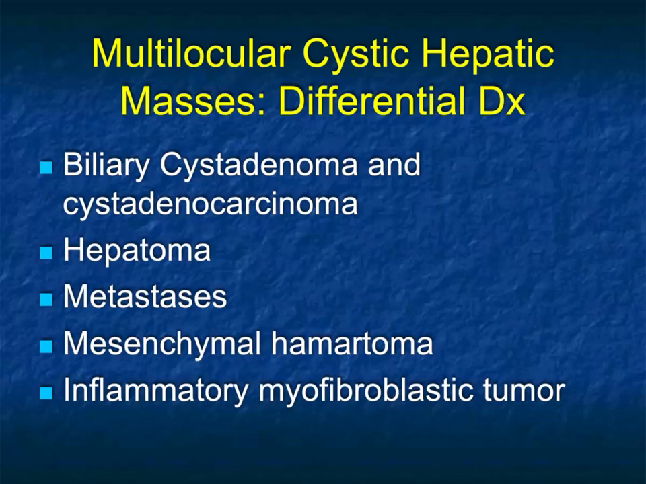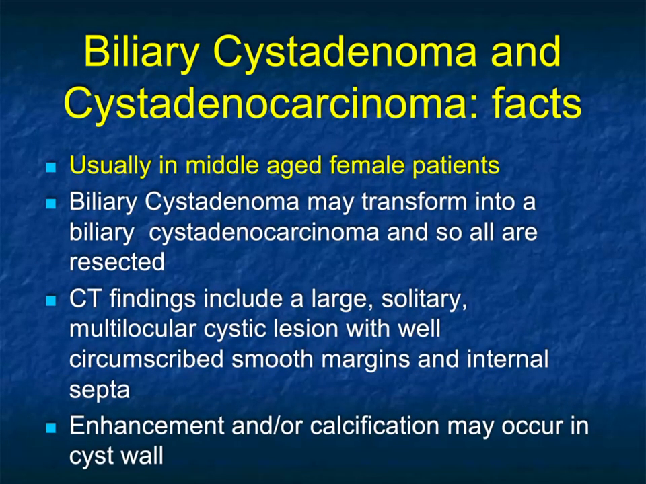Now, when we think about multilocular cystic hepatic masses, the differential, we've mentioned cystadenoma versus cystadenocarcinoma, hepatoma, metastasis, the unusual mesenchymal hamartoma, and the very, very unusual inflammatory myofibroblastic tumor. Now, biliary cystadenomas and cystadenocarcinomas are usually in middle-aged female patients. Cystadenomas may transform into carcinomas, so all of them are resected.